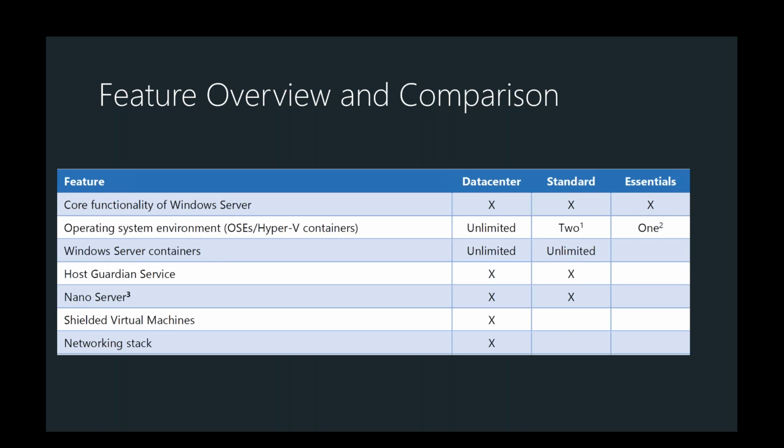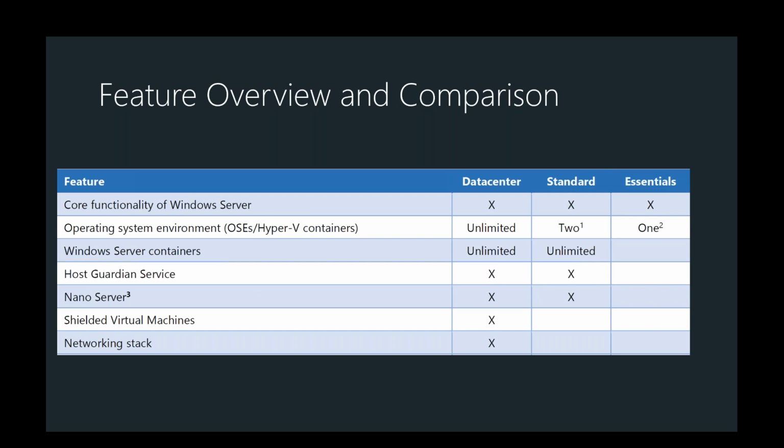But before we get too much into that, I did want to cover off some of the feature overview and comparison as well. I have included Essentials here in this table, but really we're looking at the Data Center and Standard Edition because they're both licensed in the same way. As in previous versions, the main difference between the two is the number of virtual machines that each one permits. With Data Center, that's an unlimited number of virtual machines, and with Standard, it's 2 virtual machines.